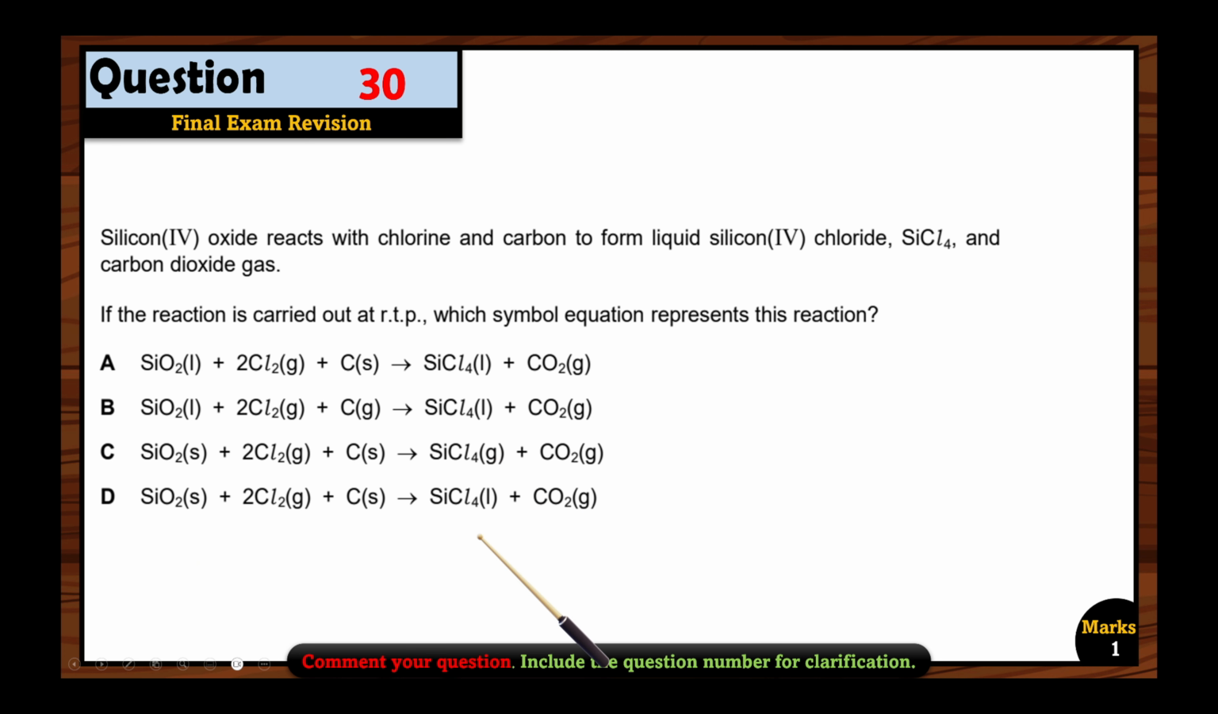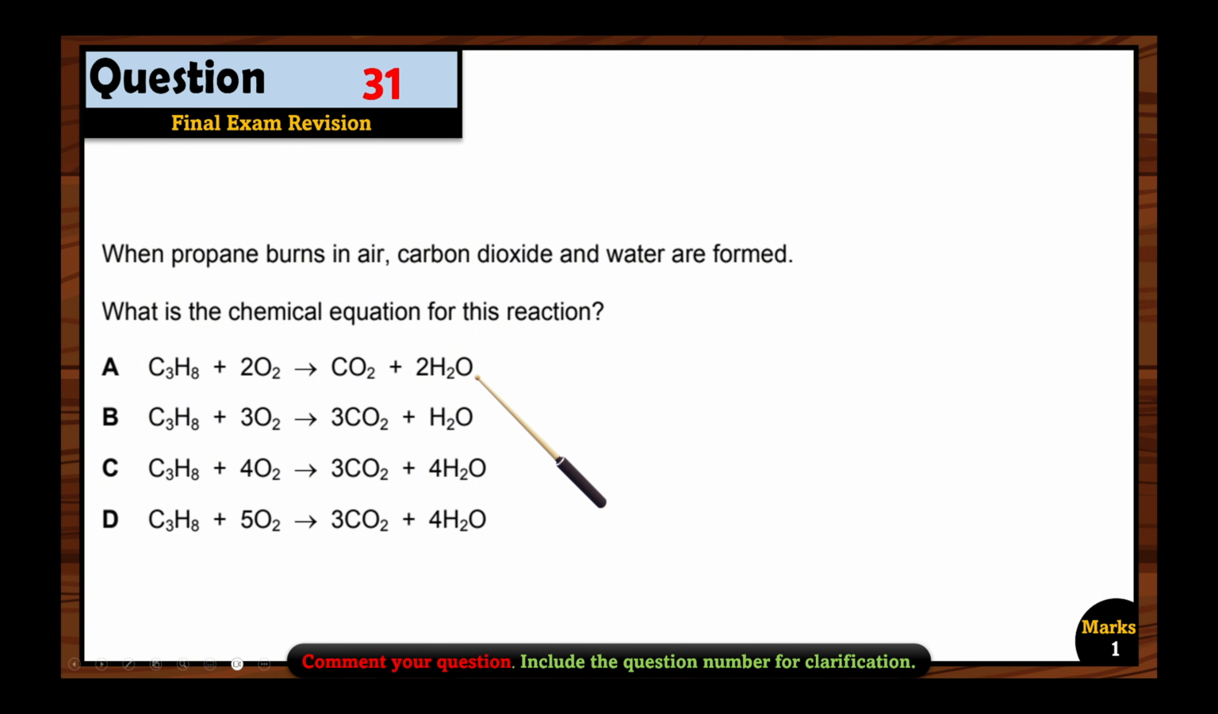Question 31. When propane burns in air, carbon dioxide and water are formed. What is the chemical equation for this reaction? Simple. They have given you the formula already for propane. Oxygen burning, carbon dioxide and water. You just have to balance the equation. You can see one by one the reactants and the products.